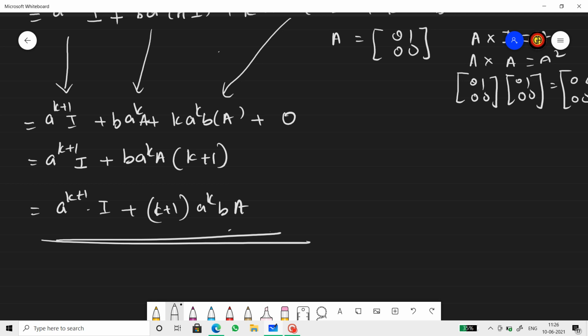Hence proved. Hope you understood this. These are 3 sums from the miscellaneous exercise.